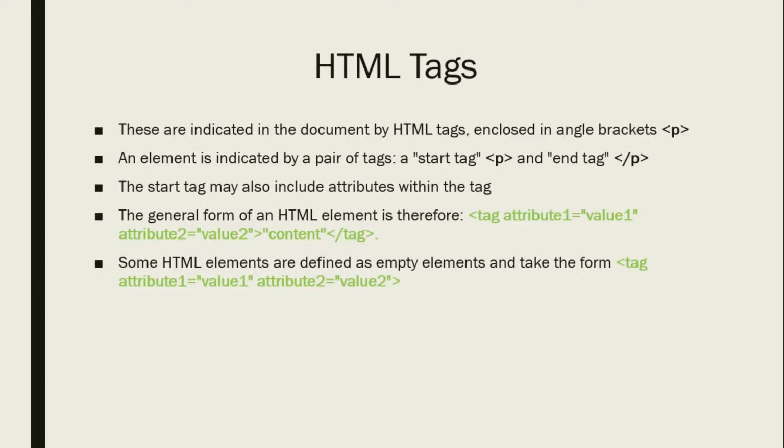Not all tags contain attributes though, but if you want to use attributes, you can have more than one, two, three, four attributes in a tag, which are normally in the opening tag. And right after closing the opening tag, you have the content of the tag. Then you have the closing tag. You have to close the tag. Every HTML element has an opening tag and a closing tag. Some elements are defined as empty elements and take the form.